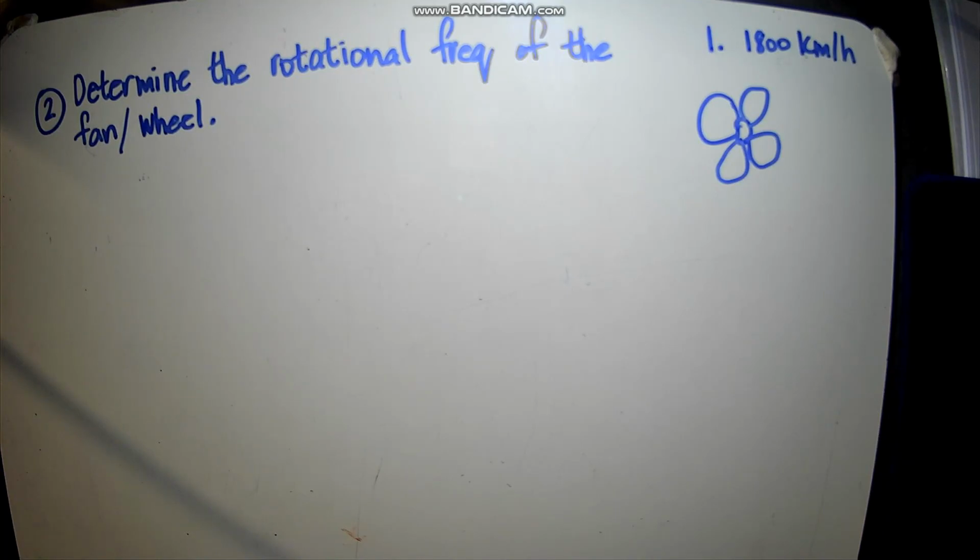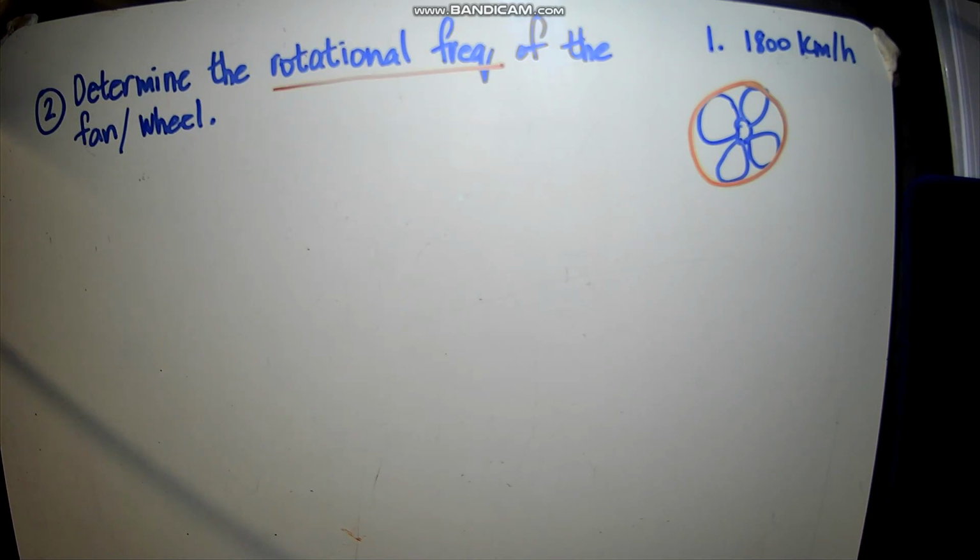Right, the second question says, determine the rotational frequency of the fan or the wheel. So why do they say a wheel? Because there's an outer circle that the fan forms when it is rotating. As the fan rotates, it forms a circle.